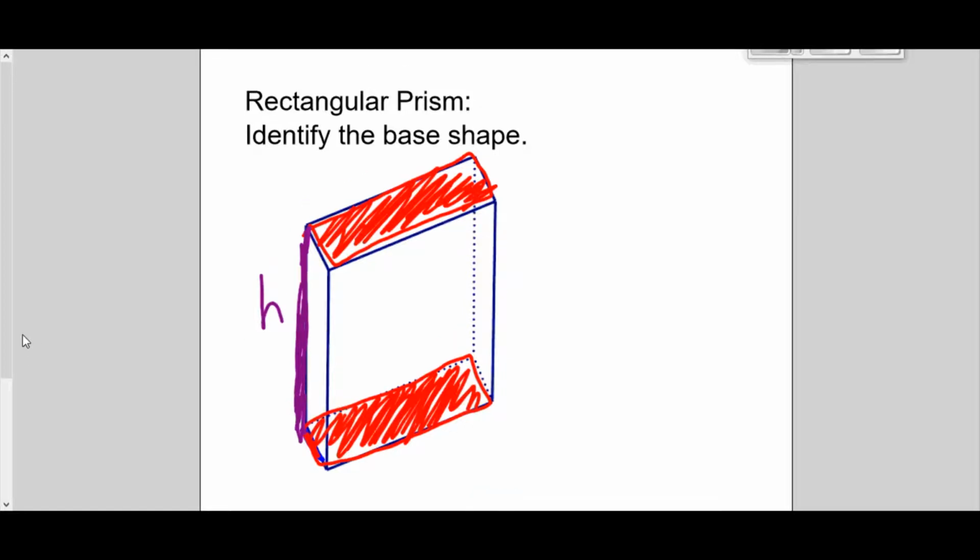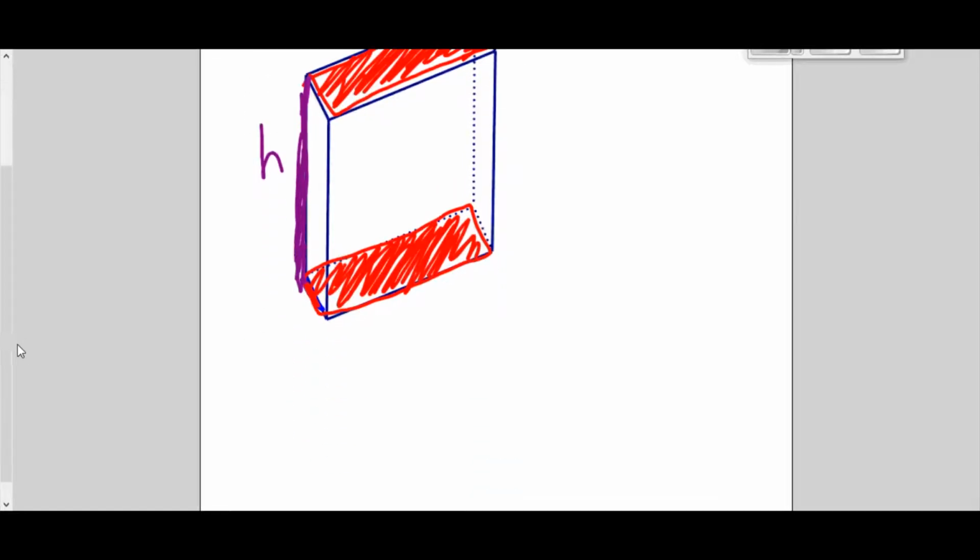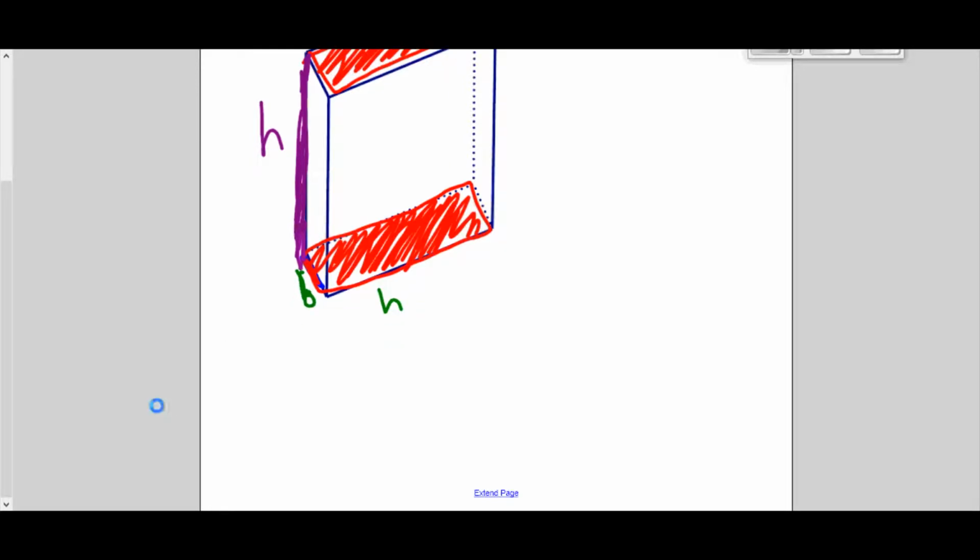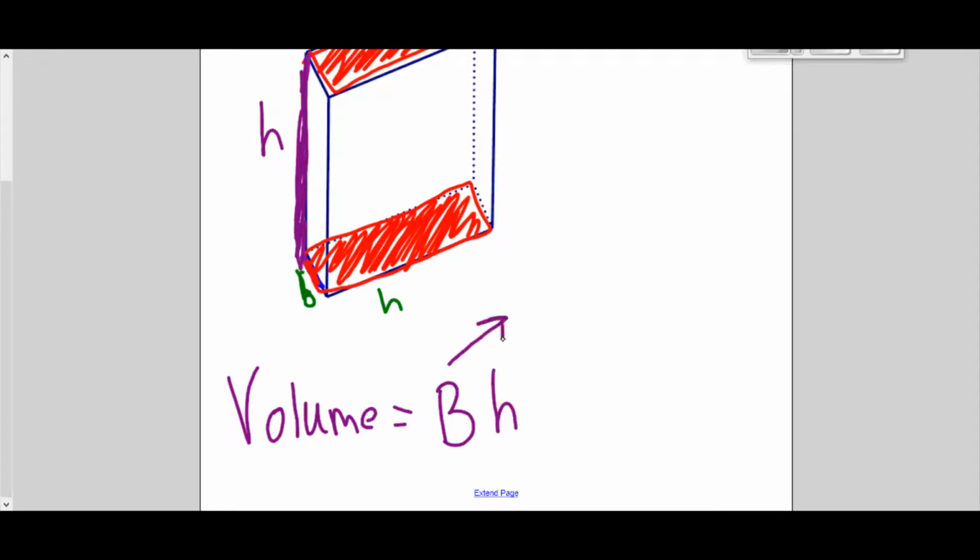So your base shape is a rectangle. Remember, your rectangle is going to have a base and a height on its own. So the volume formula for a rectangular prism is volume equals big B times H. And remember, the big B is the area of the base.